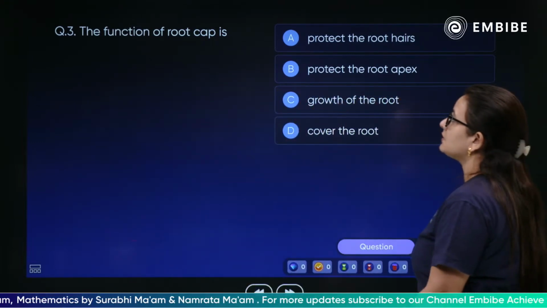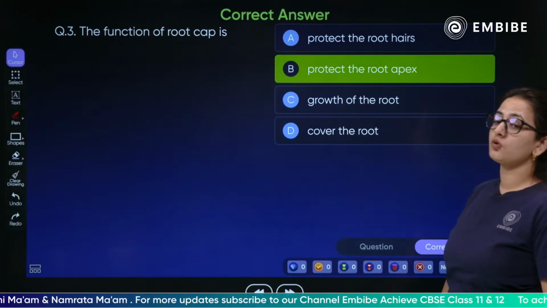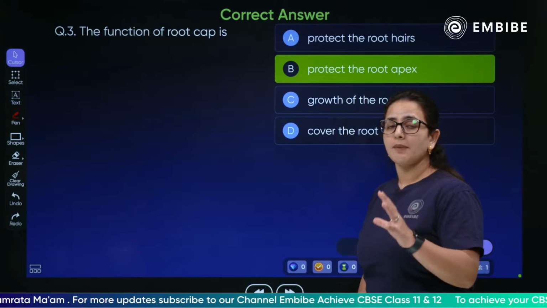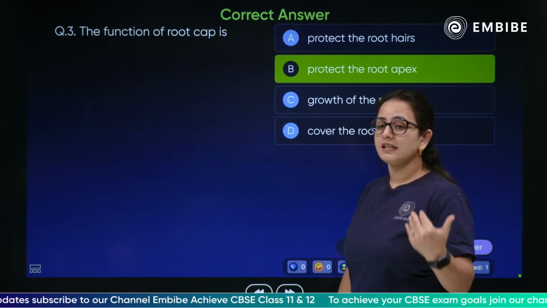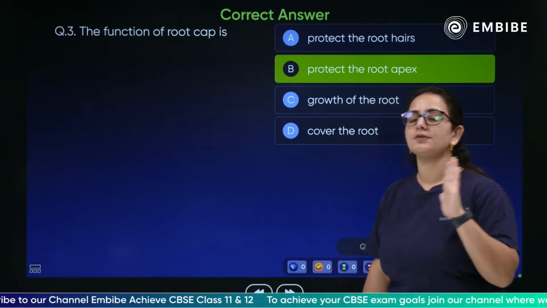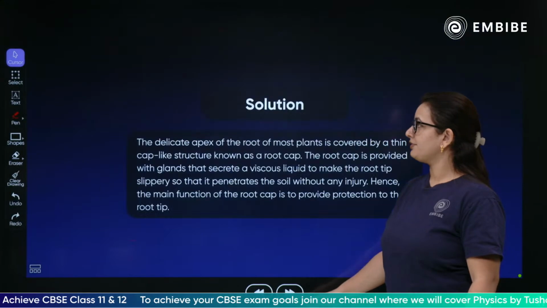The function of the root cap is to protect the root apex. The root cap also checks that there is not excessive growth. It also protects the root apex, which secretes certain hormones. The function of the root cap is that.